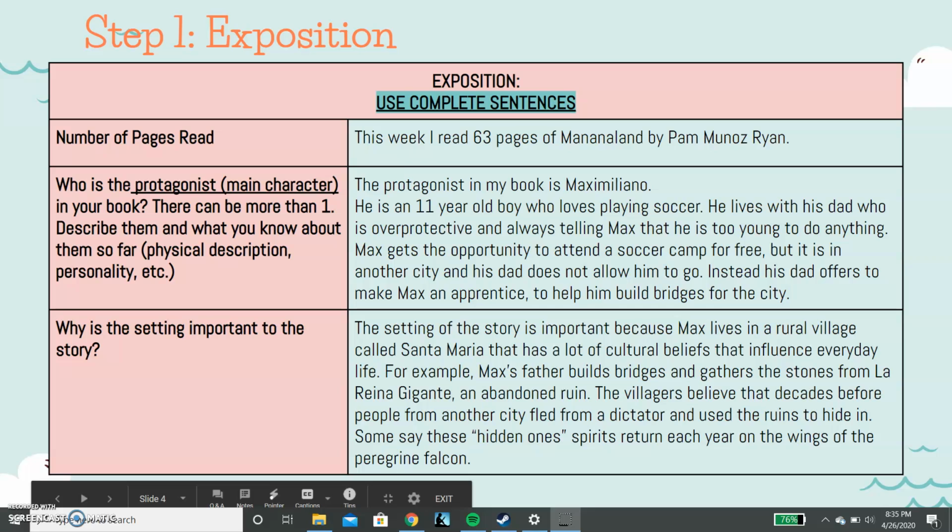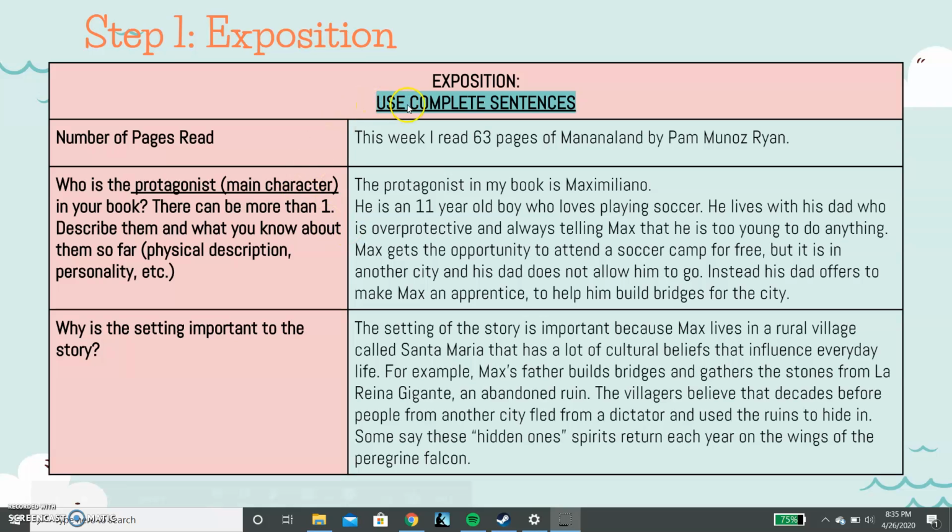So the first part of your graphic organizer that you're going to be filling out is the exposition. Please make sure that you are writing in complete sentences. I will return it to you if you do not do this, and I will not give you a grade until it is the best work that you can create. So I want to know the number of pages you were supposed to read and the title of your book again. I want to know who your protagonist is, not just their name, but I want some details about them.